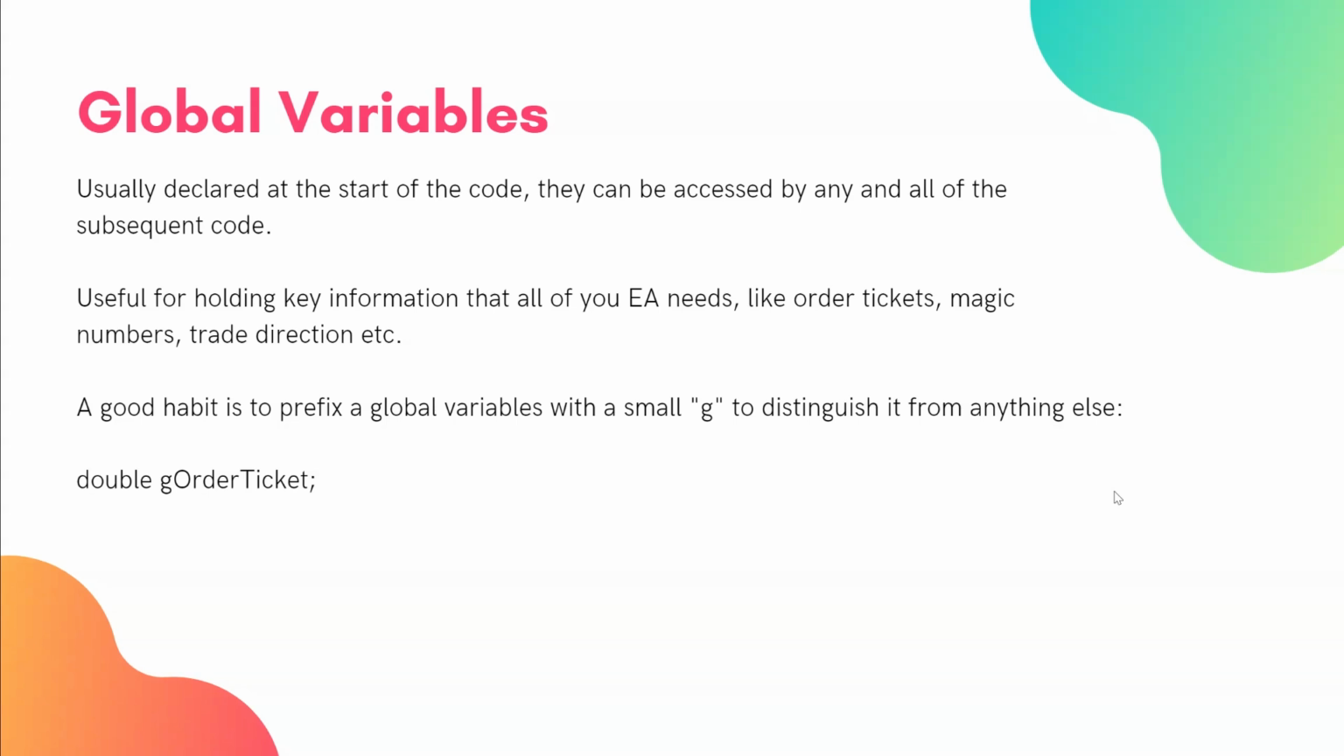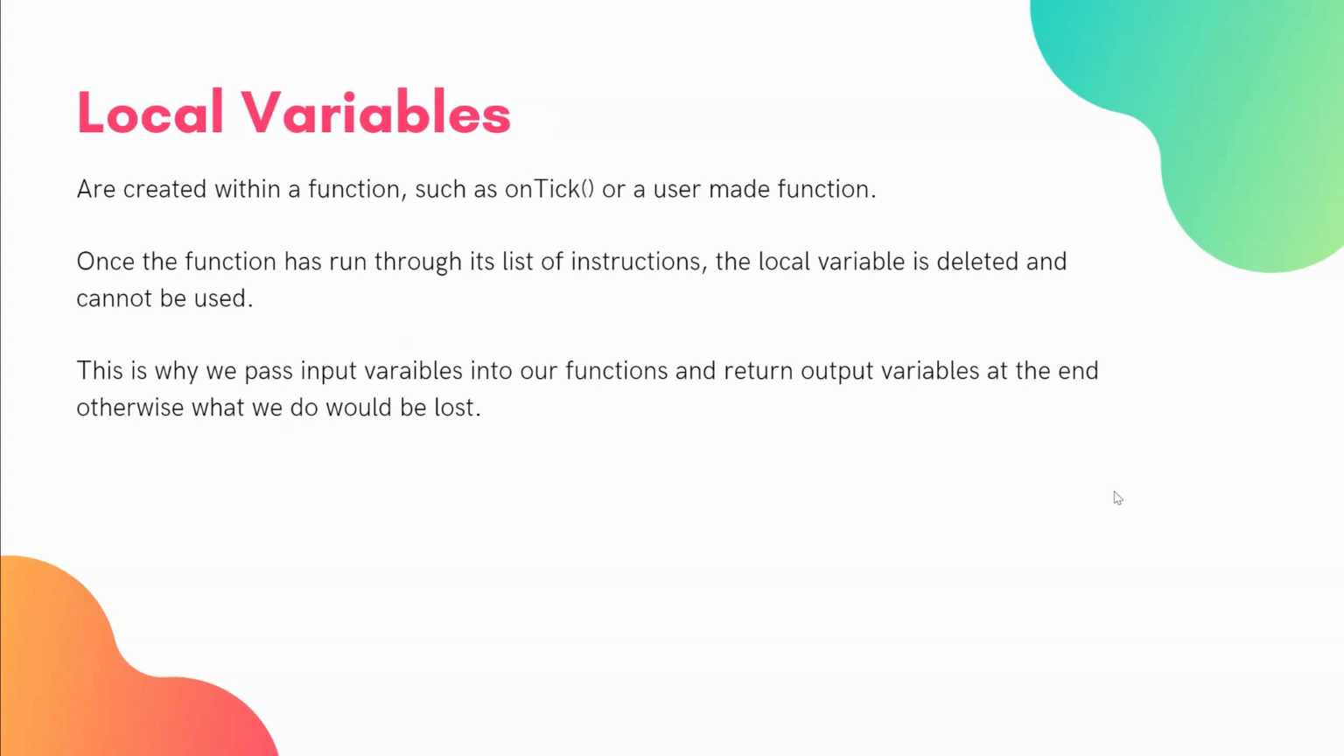A good habit that I like to use is to prefix, like we did with the parameters going into our functions, your global variables with a small g to distinguish it from anything else, like gOrderTicket. In this instance, we have a global variable which is going to hold our order ticket number, and it's a global variable, so we put the letter g in front of it to say that it's global. So that helps to keep our code clean and easy to read.